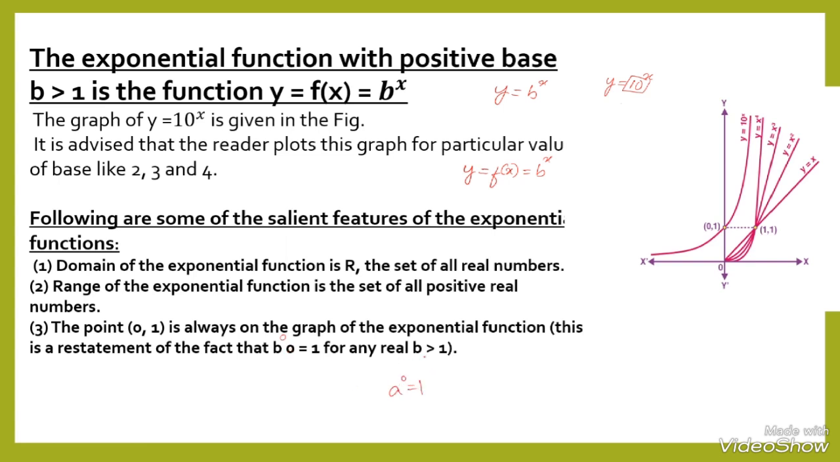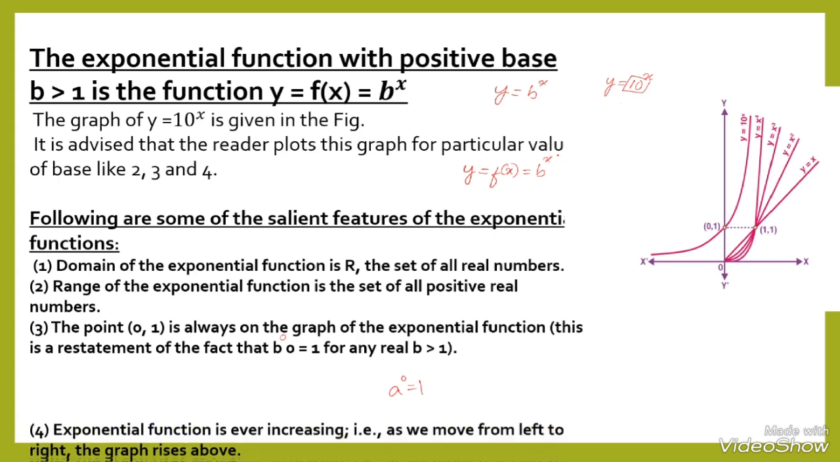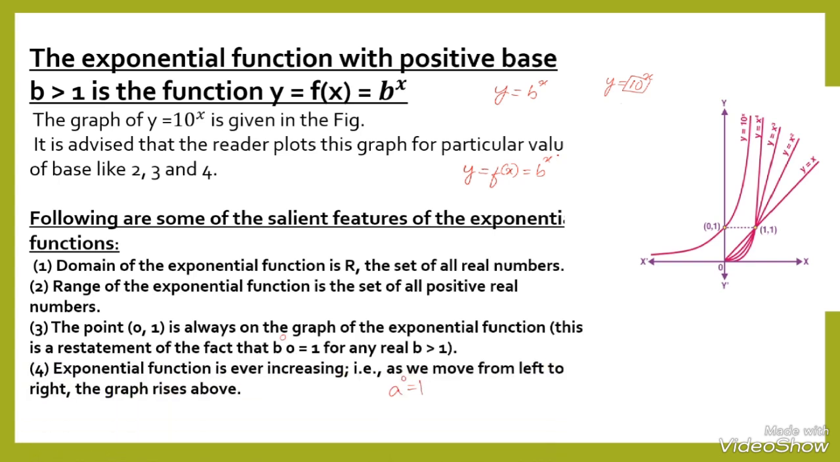That is always so, for b values greater than 1. Whatever values we have taken here, the b value must be from 1 to any real number. Now the exponential function is ever increasing. The exponential function is always an increasing function. That is, as we move from left to right, the graph rises.